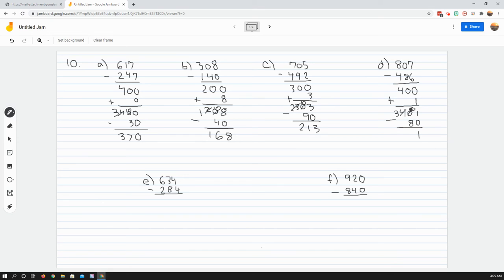And if I have 10 and I take away 8, I'm going to be left with 2, and then I'm going to drop that 3. And the total is 321. Let's do letter E, and then we do letter F, and then we're done. We're done with this part of the video.